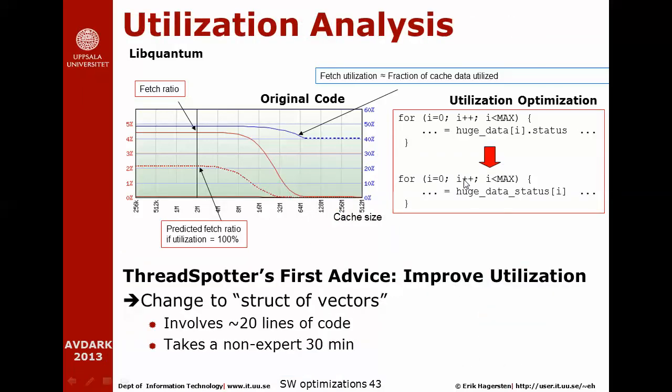Well, we should make one specific vector that only contains the status values, as we discussed in the optimization examples. This is exactly the advice that ThreadSpotter gives you. Another way to say it is that you have to change your data structure to be a struct of vectors instead of a vector of structs. This involves about 20 lines of code, and it takes a non-expert who has never seen this 4,000 lines of code about 30 minutes to perform.